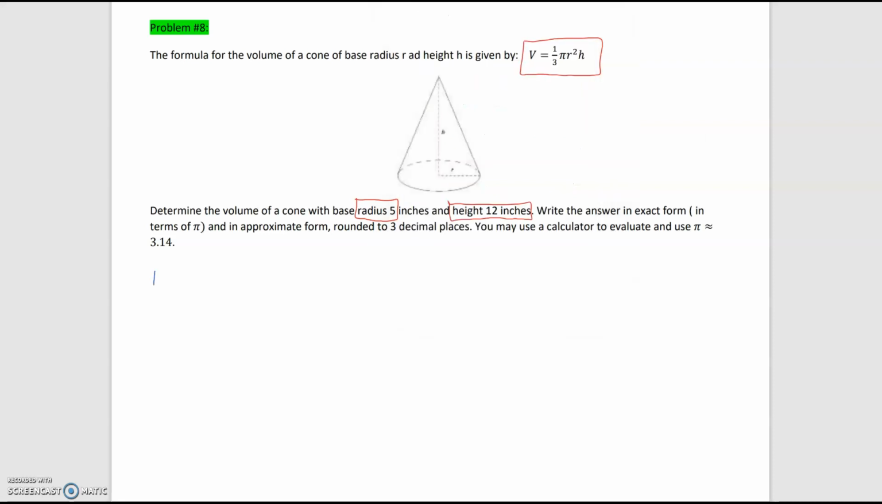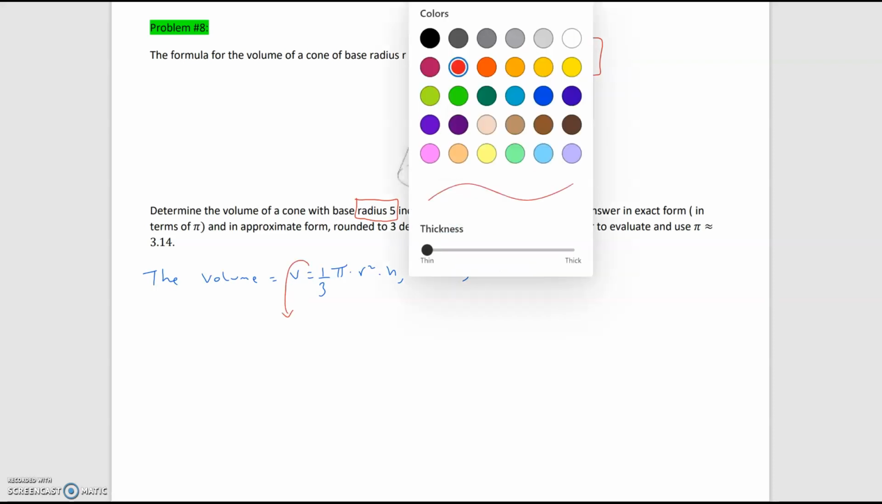So in this case, the volume is going to be calculated by the following formula. This is 1/3 pi times r squared times the value of h. And we're going to have r equaling 5 and h equal to 12, and both of these are going to be in inches. So let's evaluate this formula.